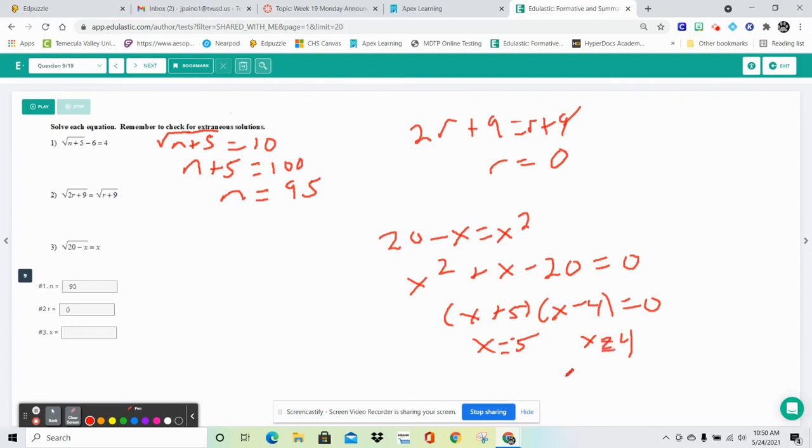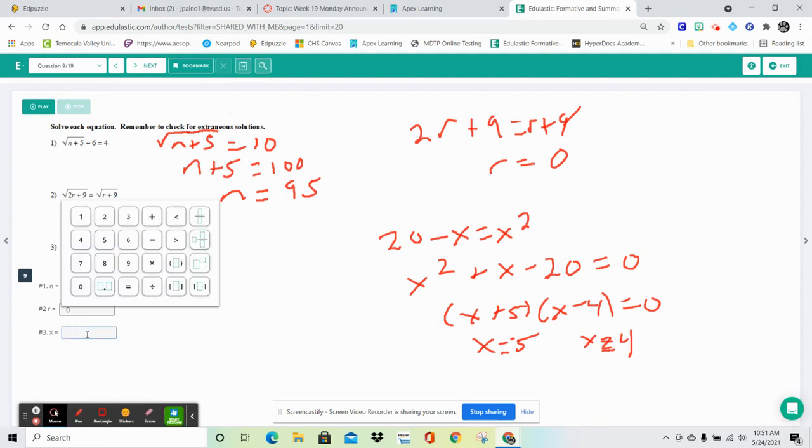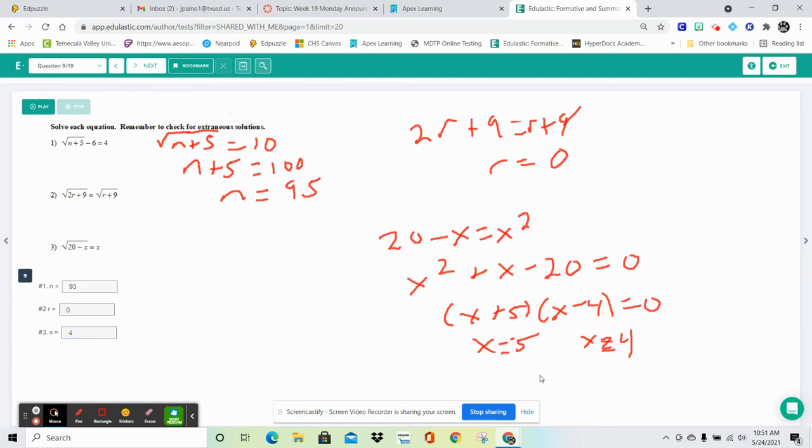So negative 5 does not work because when you plug it in, you're going to get square root of 25 equals negative 5. And we're only looking at principal roots here, so that's not true. 4 does work. 20 minus 4 is 16. Square root of 16 is 4. So the answer that works is positive 4. Negative 5 does not work. All right.